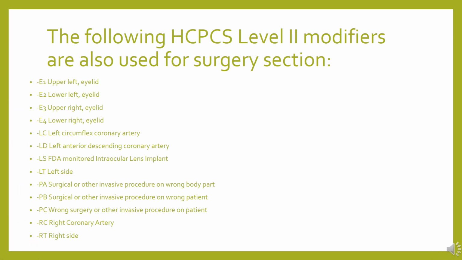The following HCPCS level II modifiers are also used for surgery section: E1 upper left eyelid, E2 lower left eyelid, E3 upper right eyelid, E4 lower right eyelid, LC left circumflex coronary artery, LD left anterior descending coronary artery, LS FDA monitored intraocular lens implant, LT left side, PA surgical or other invasive procedure on wrong body part, PB surgical or other invasive procedure on wrong patient, PC wrong surgery or other invasive procedure on patient, RC right coronary artery, RT right side.